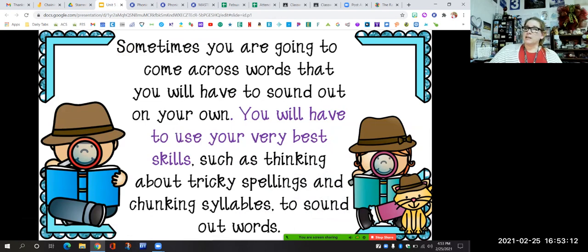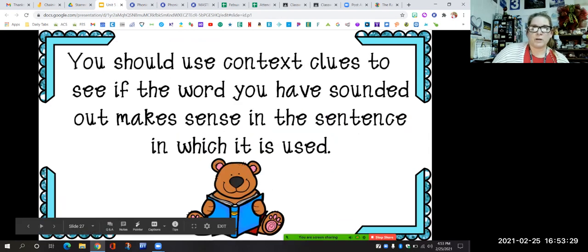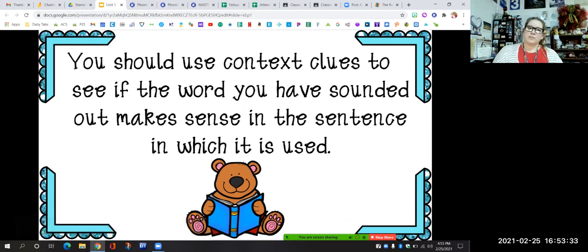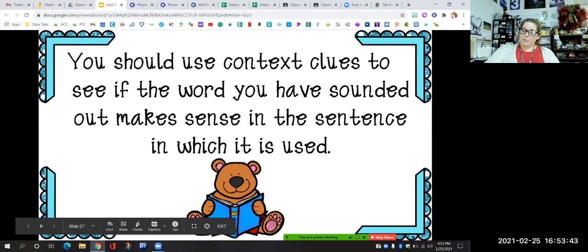Okay. So sometimes you are going to come across words that you will have to stretch or sound out on your own. And you're going to have to use your very best skills, like thinking about tricky spellings and chunking syllables in order to sound out or to stretch out those words. And you also need to use your context clues to see if the word you have sounded out makes sense in the sentence where you used it. Because if it doesn't make sense, you probably didn't stretch it out right.